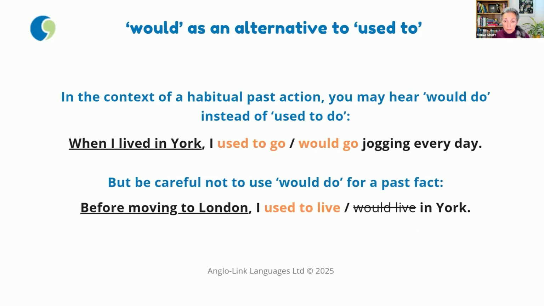But be very careful not to use would do for a fact in the past. You can't say, before moving to London, I would live in York. No, it's only for things that you used to do regularly that you can use would instead of used to. Otherwise, it's used to or past simple if you have made your context very clear.